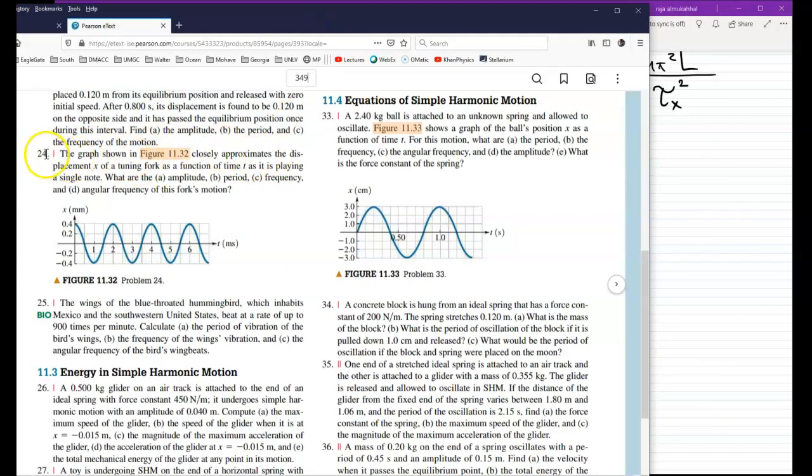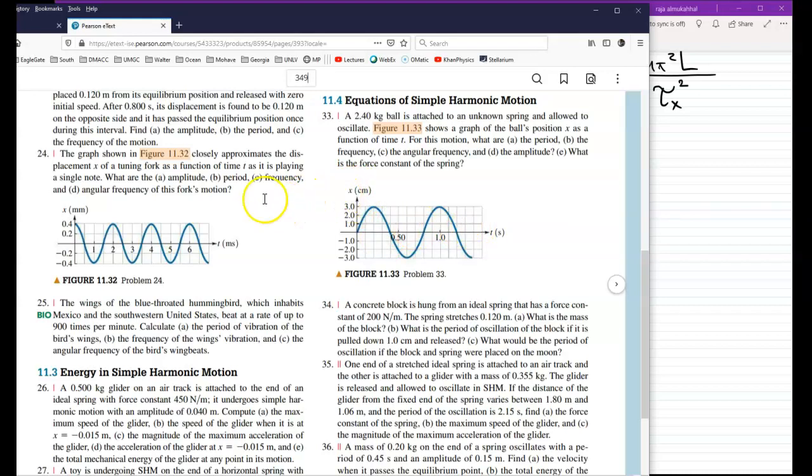So here in 24, it says the graph shown right here closely approximates the displacement x. Here is x. Just be very careful. It's written in the wrong unit. See, this is x in millimeters, should be in meters. And then the time is in milliseconds, it should be in seconds. Okay, so you want to be very careful about your units. See, also this graph here, centimeter and second. So again, you want to convert.